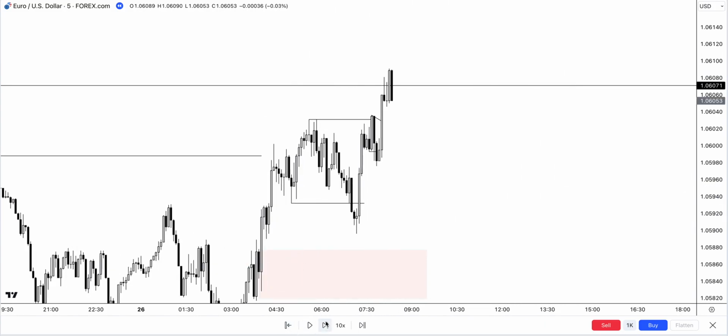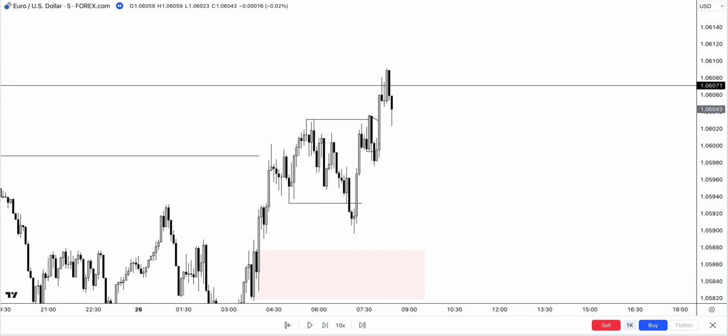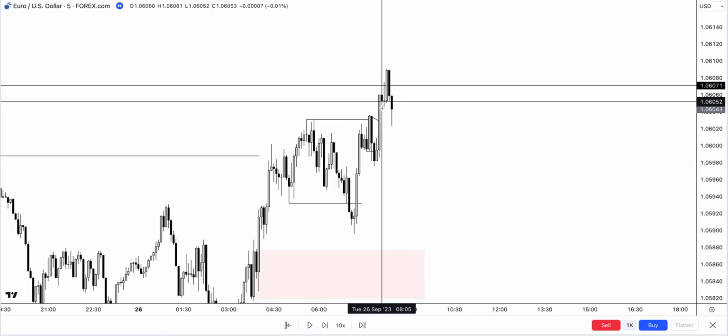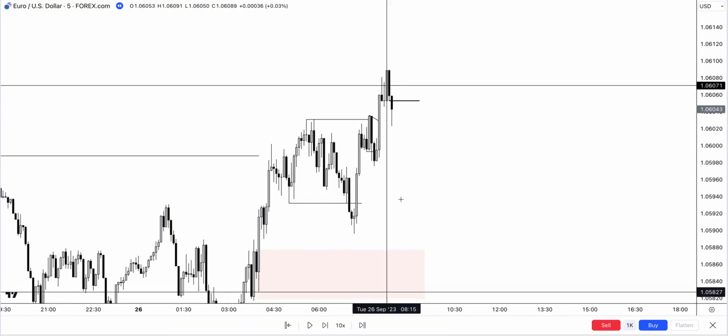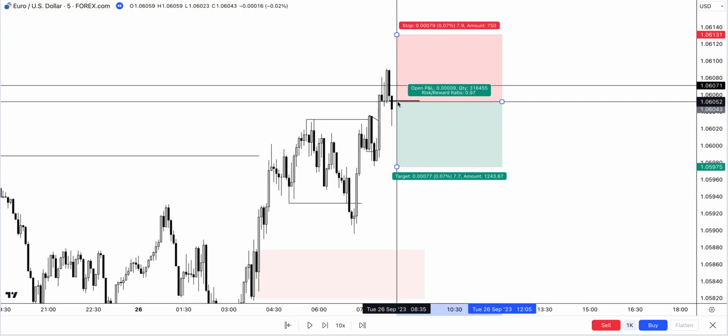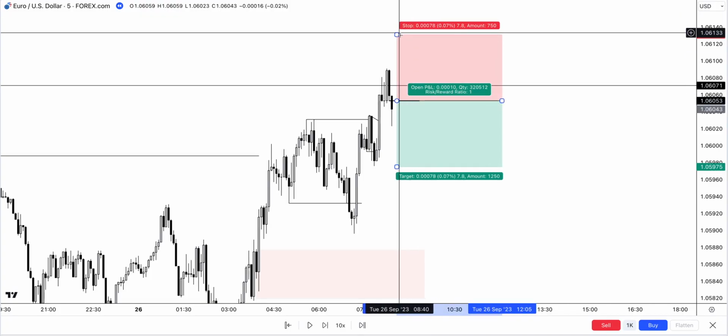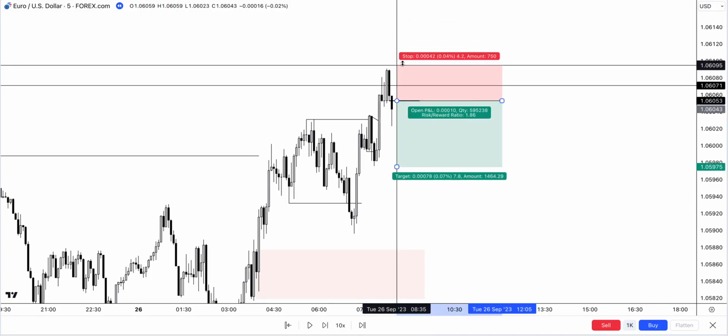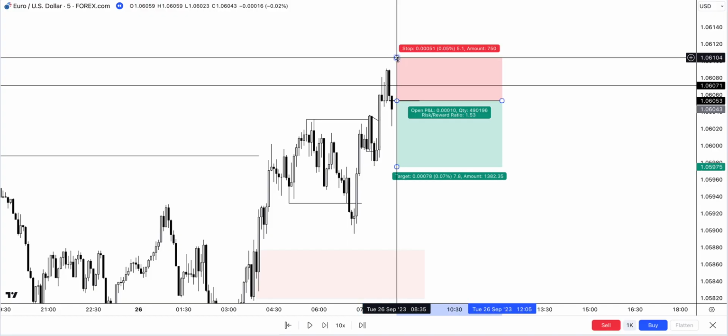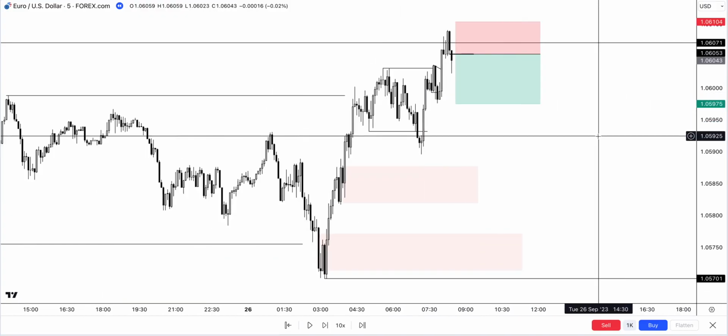Now we're on the 5 minute here, and there is a liquidity block entry given to us right here. Okay, so entry number one, simple stuff. Entry at the liquidity block, 3.8. We can just go to 5 pips. Open it up, no problem.